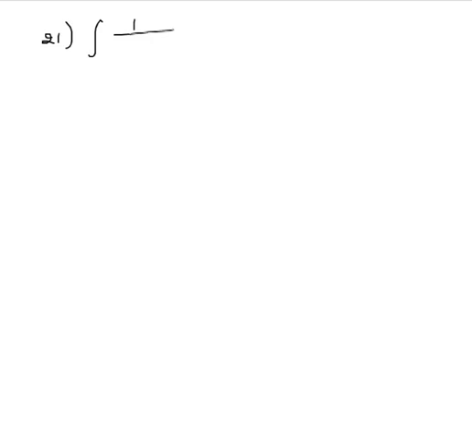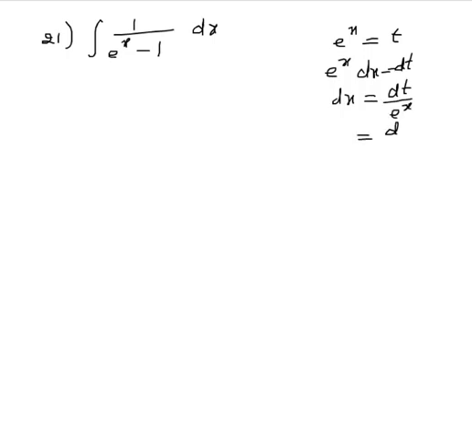Question 21. Integral 1 divided by e power x minus 1 dx. We cannot write this as log of e power x minus 1. Remember, this is not a linear function in x. This is an exponential function. So log formula is not applicable here. Let us take e power x as t, differentiate, e power x dx is equal to dt, and dx is dt by e power x, and e power x is t. So dx can be written as dt by t.